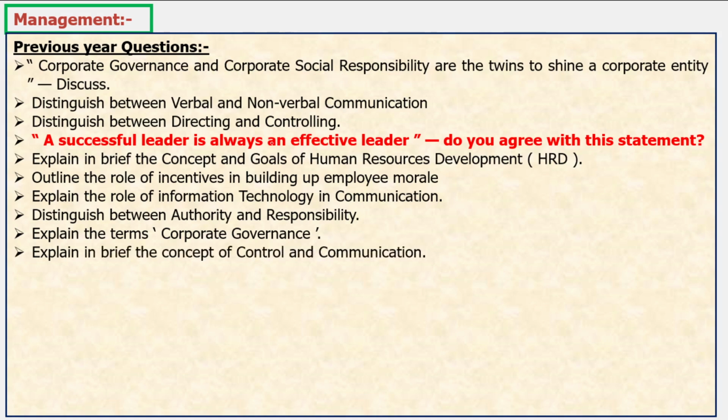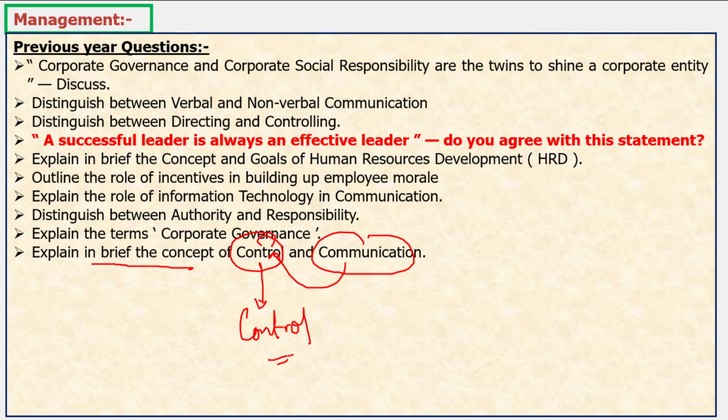Next, explain in brief the concept of control and communication. Now, your linkages of control and communication. Now, this is important. This seems to be a very direct question, but it is not, because here it is communication's role in the function of control.